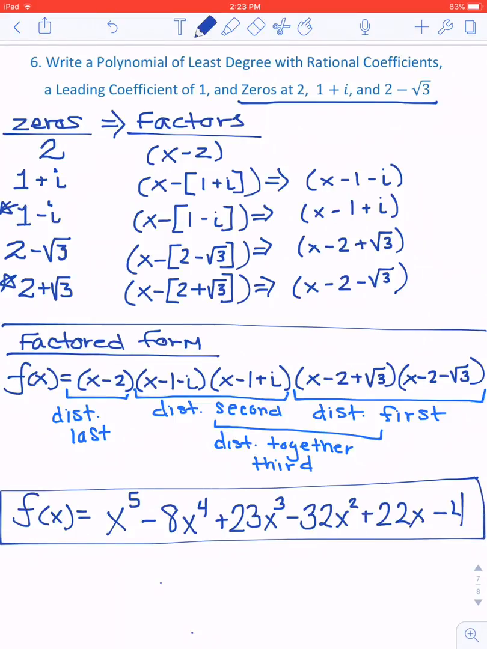Okay, hopefully you took some time, hopefully you paused it maybe so that you could distribute that and practice that process. And if you simplified it all the way down, you should have gotten x to the 5th minus 8x to the 4th plus 23x cubed minus 32x squared plus 22x minus 4.